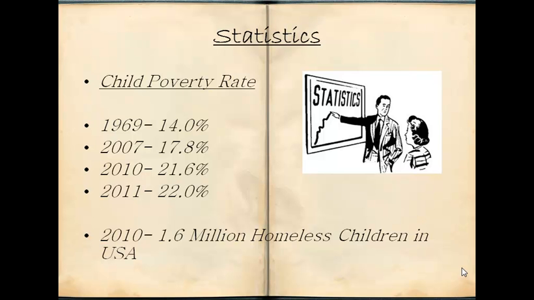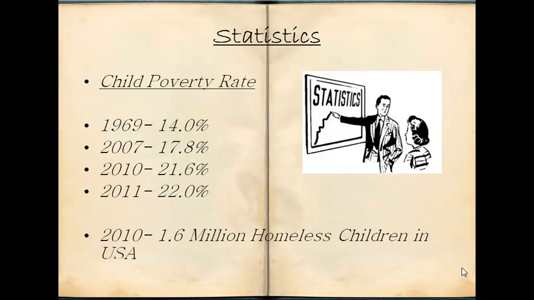Statistics. Here are some numbers to reflect on throughout this presentation. These are some child poverty rates in the United States. From 2007 to 2011, the poverty rate rose from 17.8% to 22%. And now we can look at even further back at 1969, which was 14%, to 2011, which is 22%.